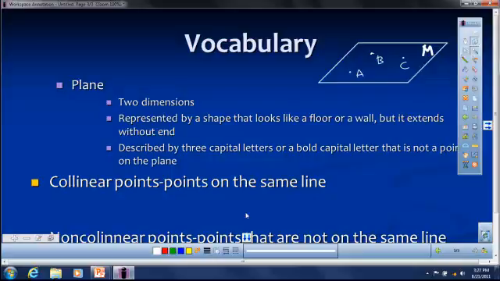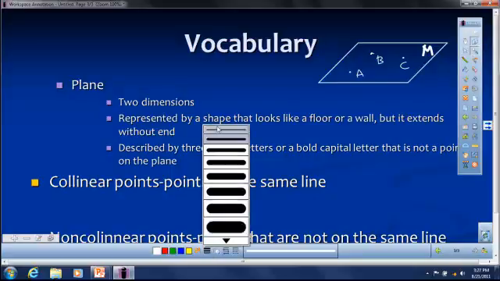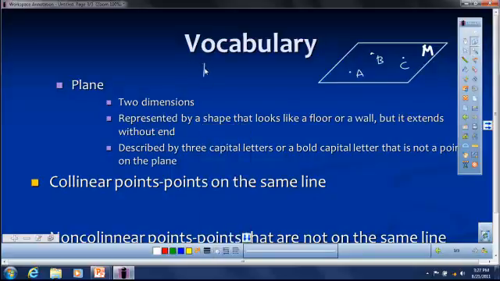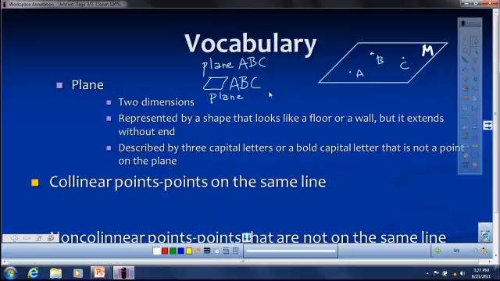Okay? Now how do we describe or write this out? We can say plane ABC. Sometimes you'll see something like this. They'll actually draw what looks like a plane, and you'll see ABC. Or you can do plane M. So those are the 3 ways to describe a plane.